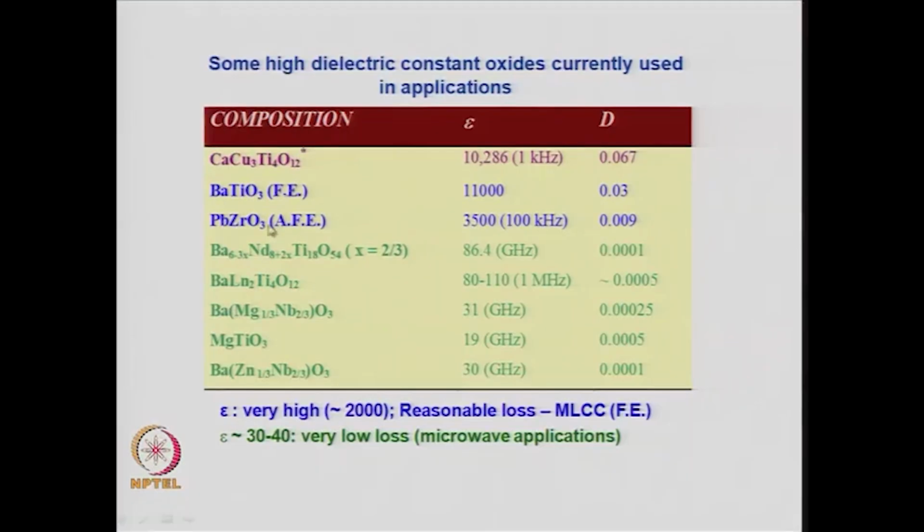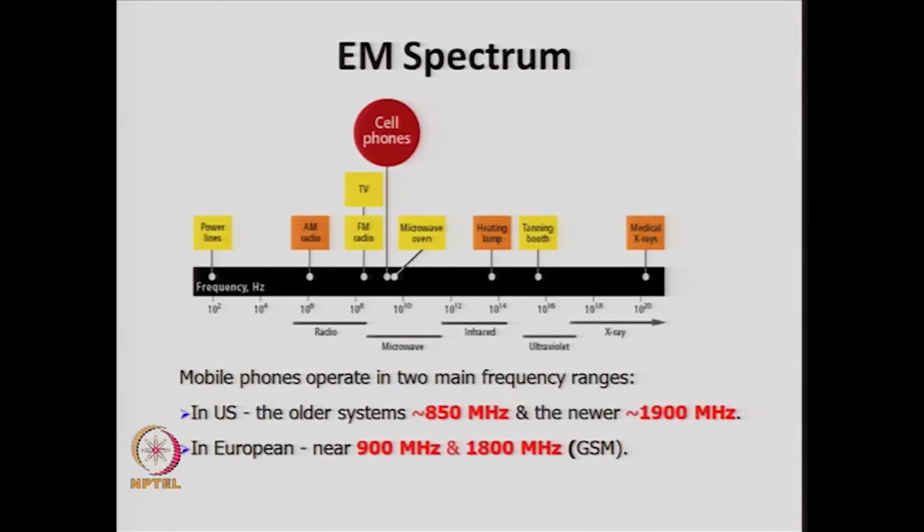So, these are some of the important oxides. Many of them or most of them are being used today in the market for applications, and some of them have a very high dielectric constant of more than 2000. These are the examples, and some of them have a reasonable loss. So, there will always be some dielectric loss, but the lower the value of the loss, the better is the application. So, there are different kinds of applications for which different materials are suited. We will discuss some of these soon.